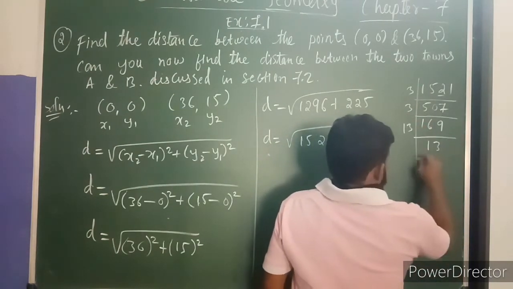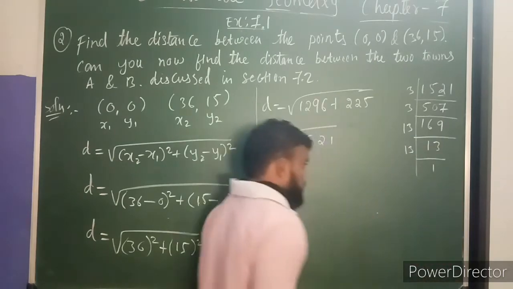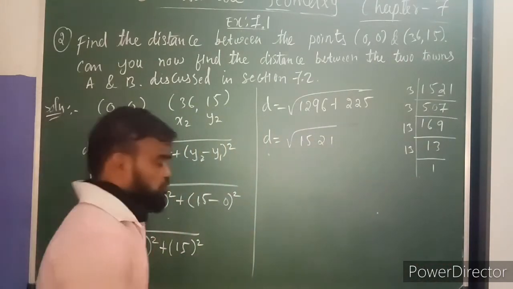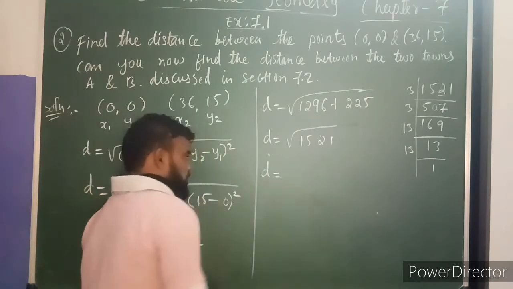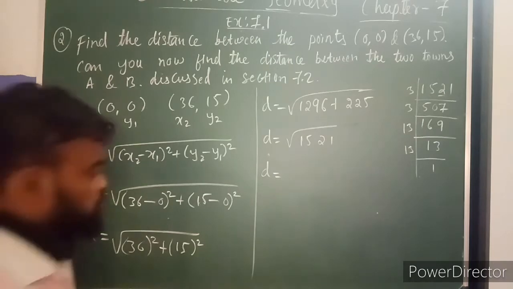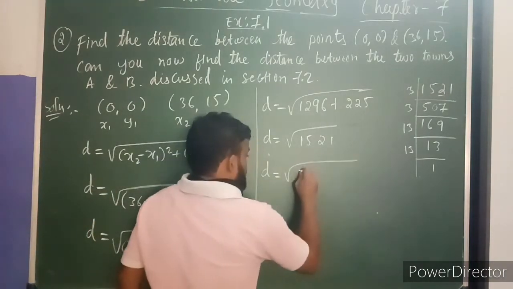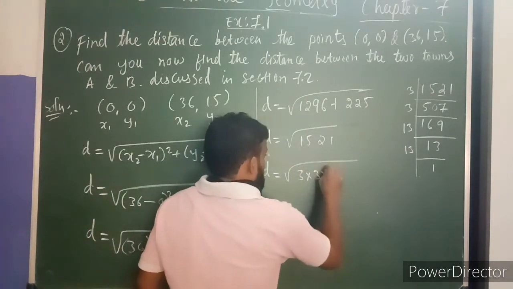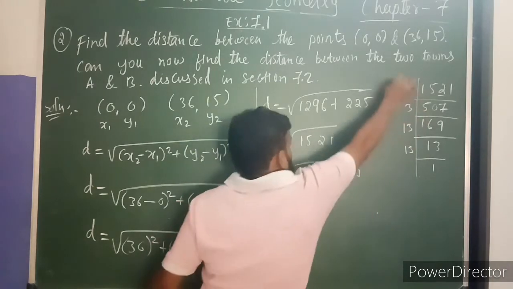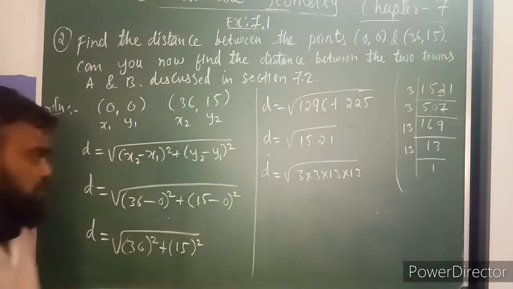13 times 13 is 169, and 13 is 13. Now we got this, right? After that we have to put in the value. So E is equal to what we have to write? We have to write 3 into 3 and 3 into 3 into 13 into 30. These are the values of the LCM part we have to write in that.